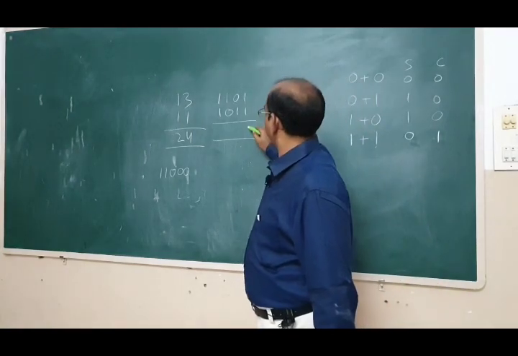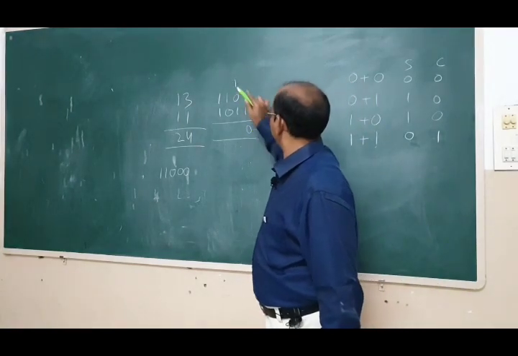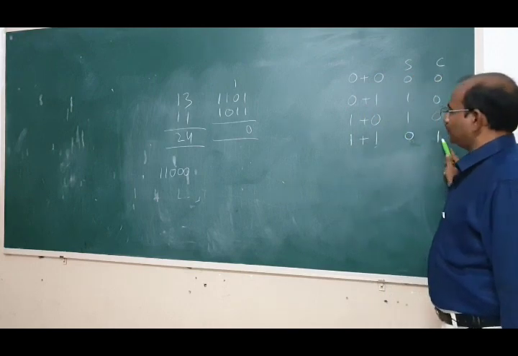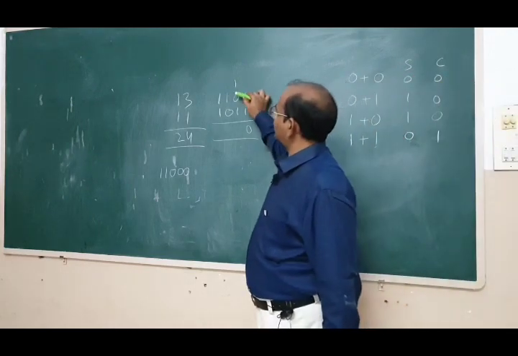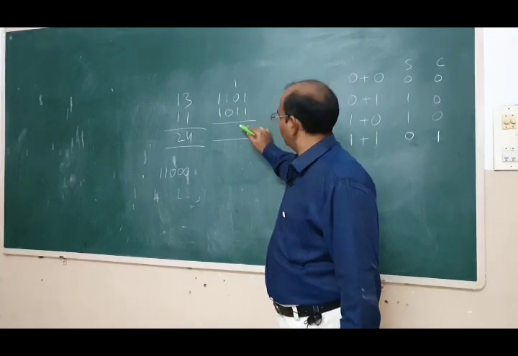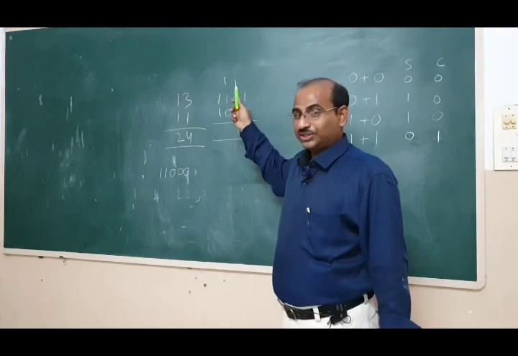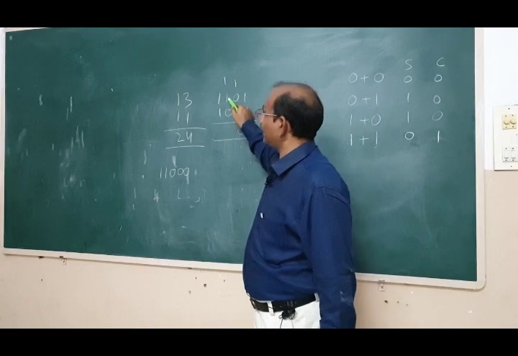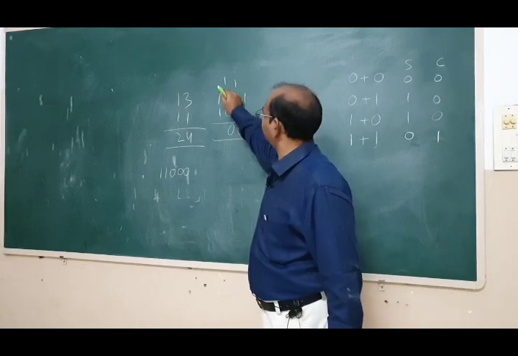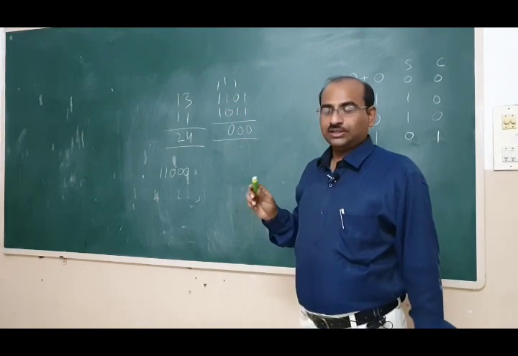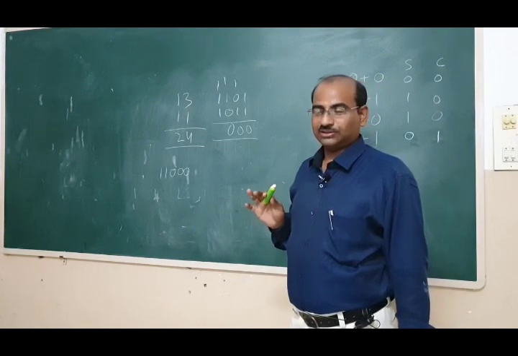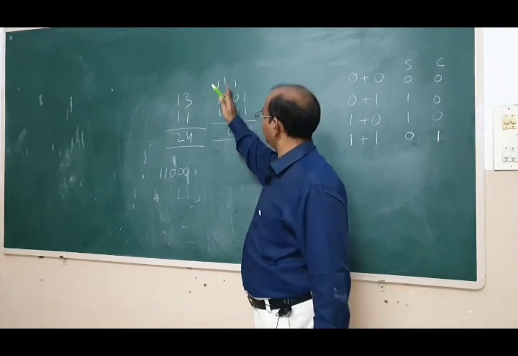So 1 plus 1, sum 0, carry 1. 1 plus 1, sum 0, carry 1. 1 plus 0, 1. 1 plus 1, again sum 0, carry 1. 1 plus 1, sum 0, carry 1. Sum 0, carry 1. And 0 plus 0, 0. Okay, you should keep this in mind. We are adding at this stage.